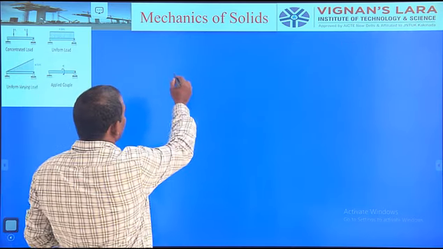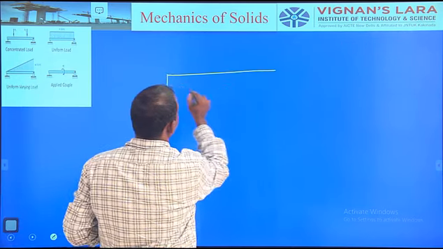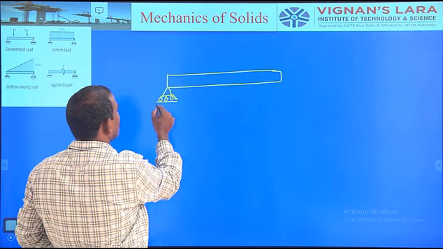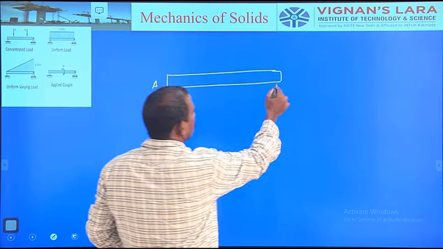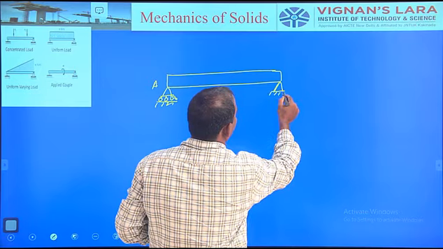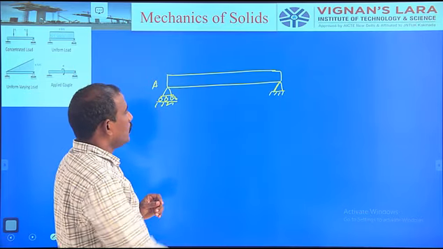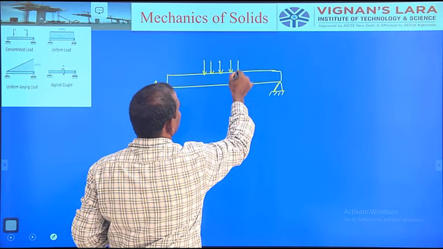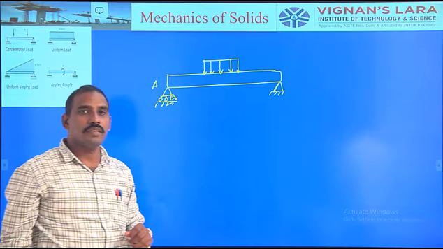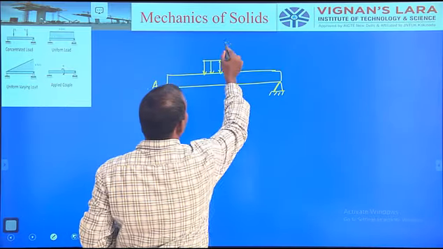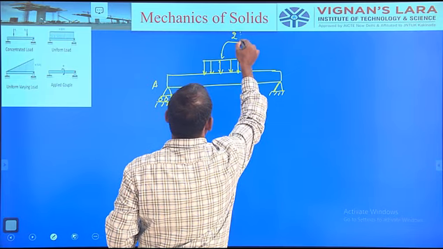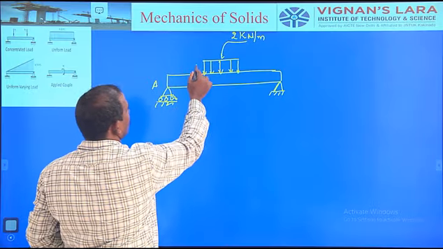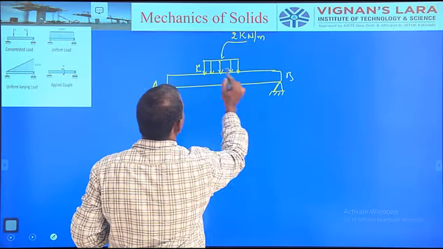So the same simply supported beam, supported with the same supports: at end A with roller support, at end B with hinge support. Graphically, the distributed load may be represented in another way also. So this is another kind of graphical representation of the distributed load. Here the rate of load is again the same, 2 kilonewtons per meter. So this is A, this is B, this is C, this is D.